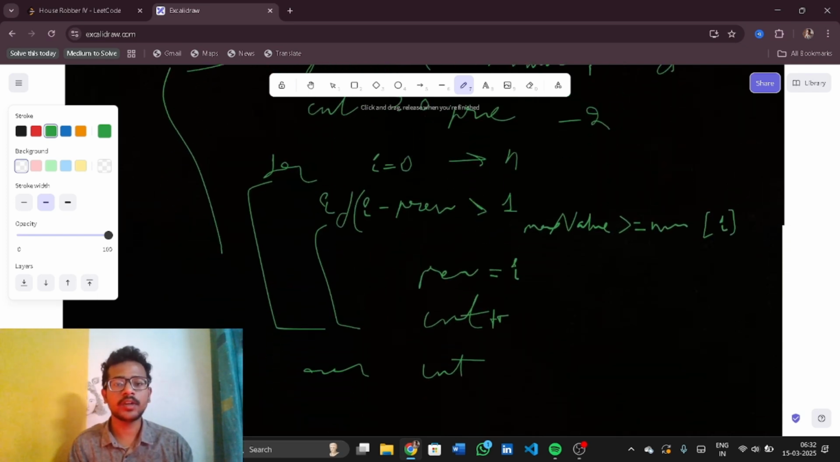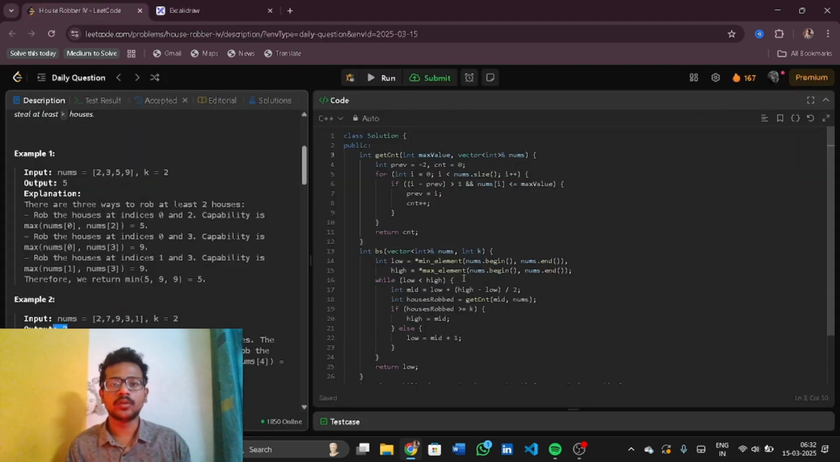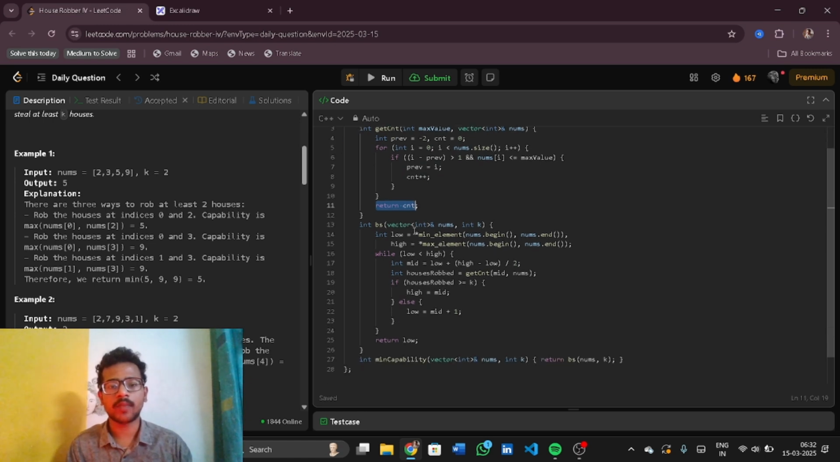This is quite simple if you have solved a question like this before. Let me go through the code. Here, as I said, in get count, previous is initialized to -2 and count is 0. For i equal to 0 to less than nums.size, i minus previous should be greater than 1, which means these two houses should not be adjacent, and nums of i is less than or equal to the maximum value. So previous is set to the current index i and count is incremented, and at last I will return my count.